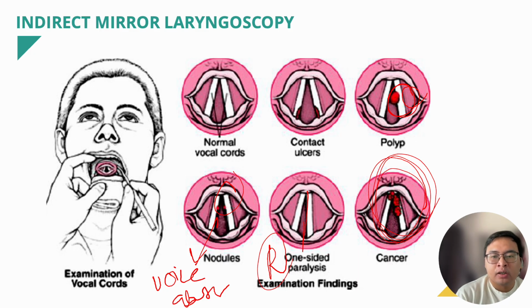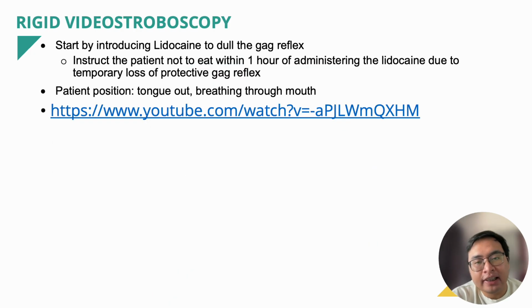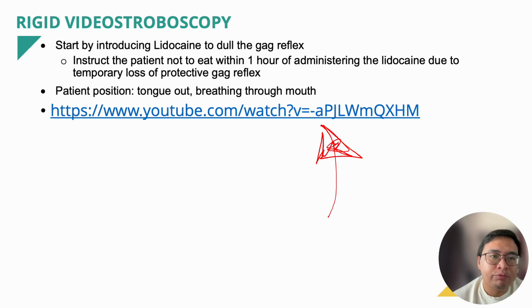Alright, so when you rotate to the oral clinic, you may be able to observe rigid video stroboscopy. Just watch it with this video. But the difference is just that there's a specialized device for visualizing the vocal cords. Okay? Alright. So how are you going to report your findings in laryngoscopy?